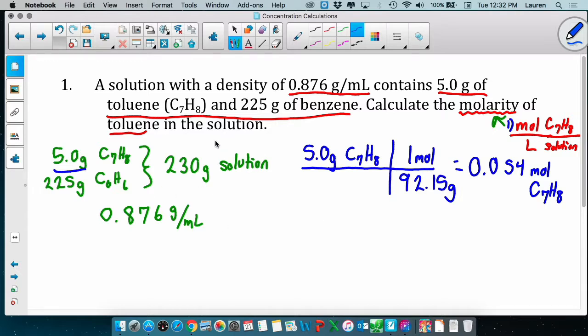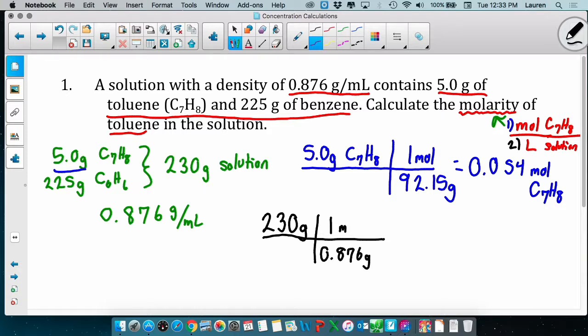Okay, we know how many grams our solution is, and then we can use the density to convert from grams to volume, which is in milliliters, and then convert from milliliters to liters. Okay, so step 2. If we have 230 grams, and then we know that for each 0.876 grams of our solution, that has a volume of 1 milliliter. Okay, and then we know that there are 1,000 milliliters in 1 liter. Okay, that'll lead us to our liters of solution.